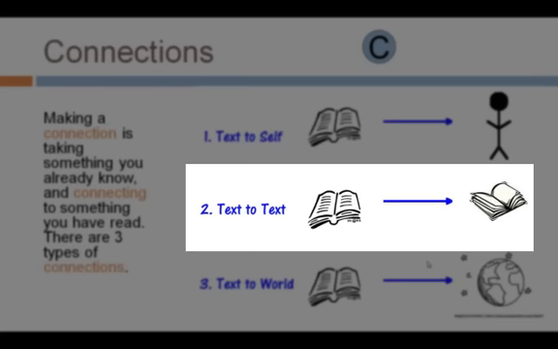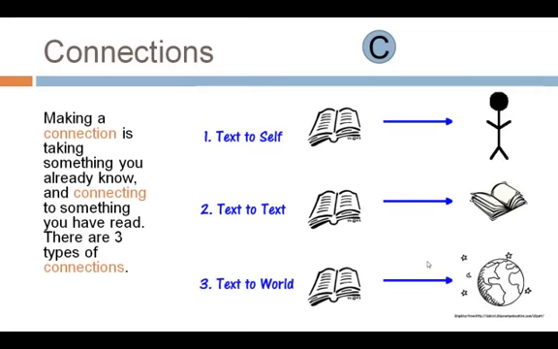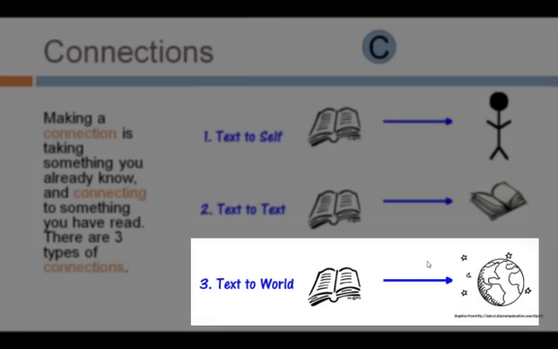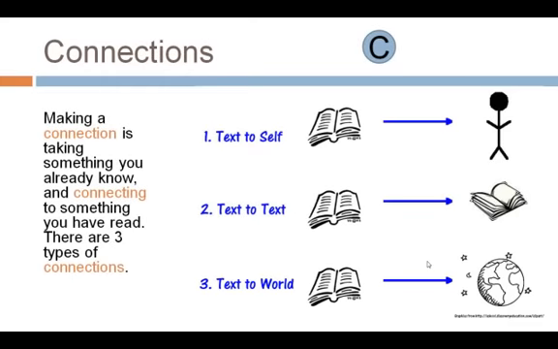This is when you take something you are reading and apply it to another book you have read or other information you have read elsewhere. The third way to make a connection is text to world. This is when you read and you apply what you're reading or make a connection to anything else you have learned. This could be from the internet, from television, or from any conversation you had.